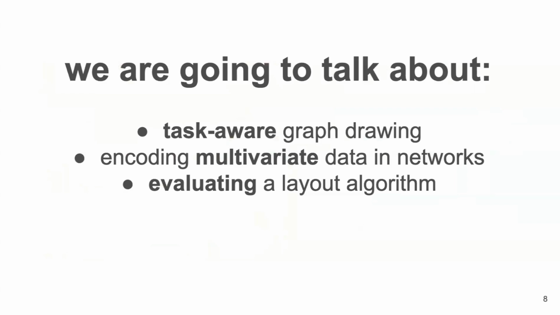Okay, so we're going to talk about task-aware graph drawing, encoding multivariate data in networks, and evaluating a graph layout algorithm with a bit of an InfoVis perspective over everything. I'm going to introduce a particular type of network visualization, which is called biofabric, in a few minutes. And all of my examples are going to mostly be applied to that. And the exercise that we're going to do in the next hour is going to be about this slightly different type of network visualization.